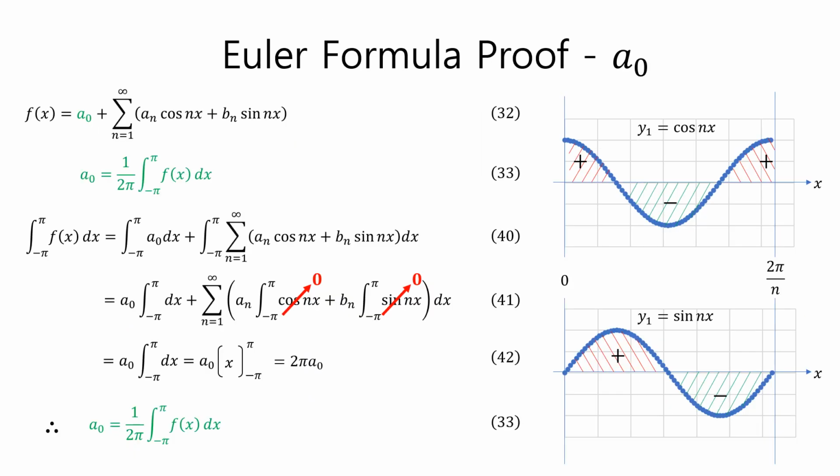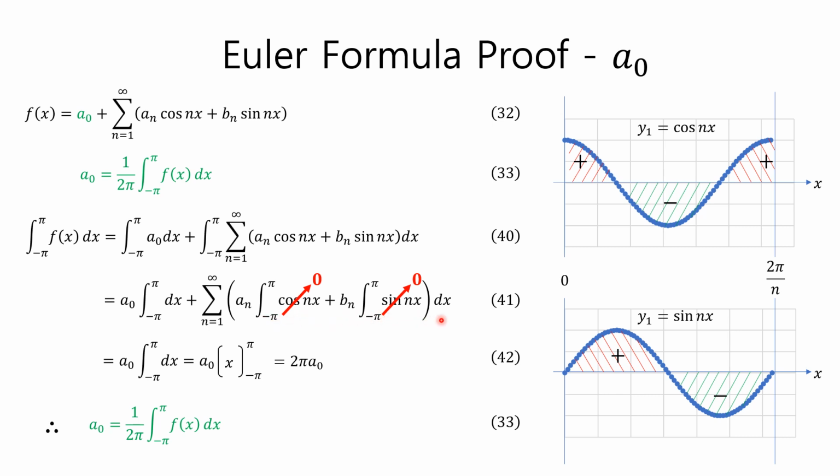This time, we will prove Euler's formula using mathematical equations. First, let us derive the expression for the constant a0 of Euler's formula, expressed in equation 33. By integrating both sides of equation 32 from minus pi to plus pi, it can be expressed as equation 40. By rearranging the sigma function and integral function, we can obtain equation 41.